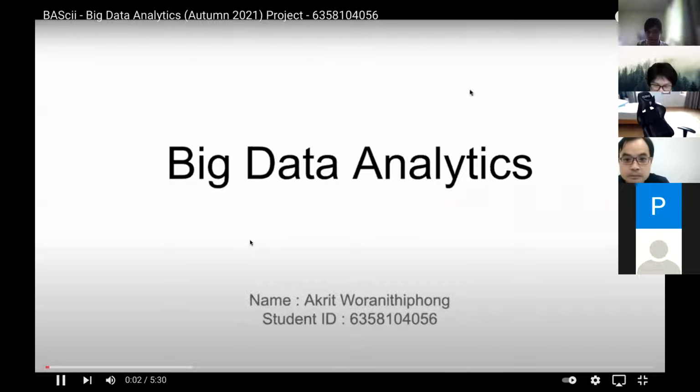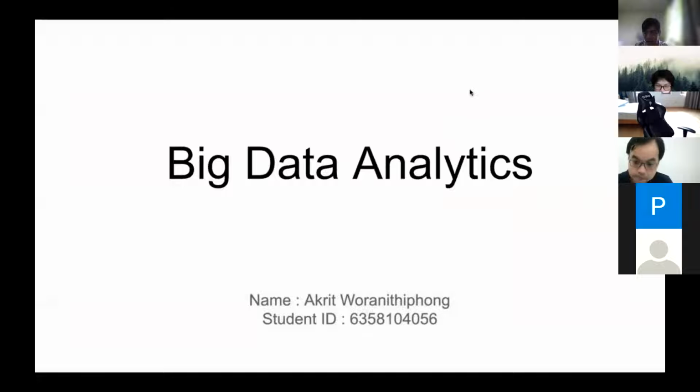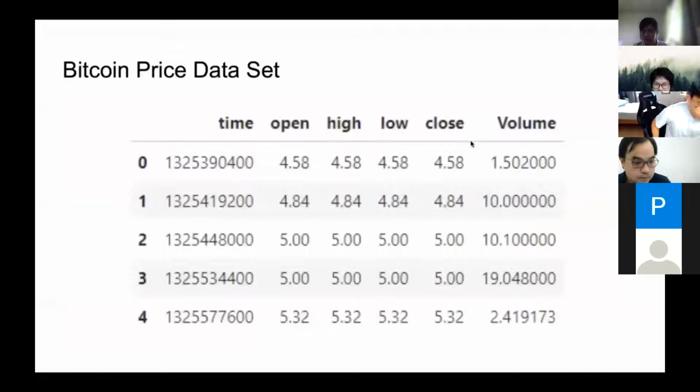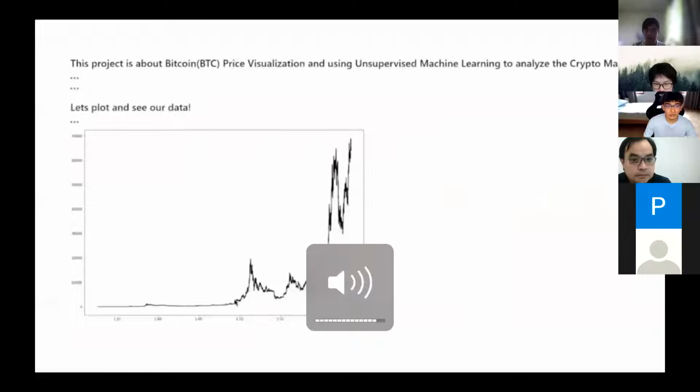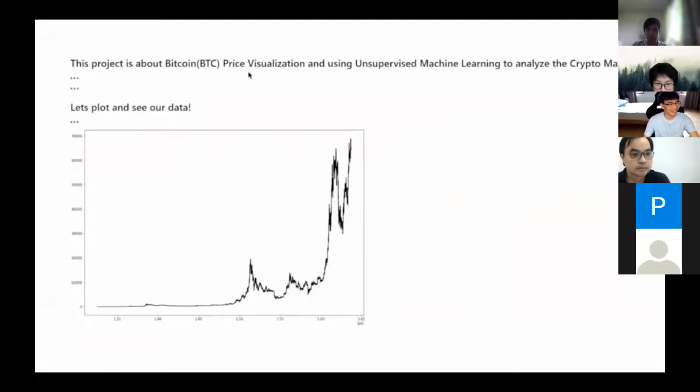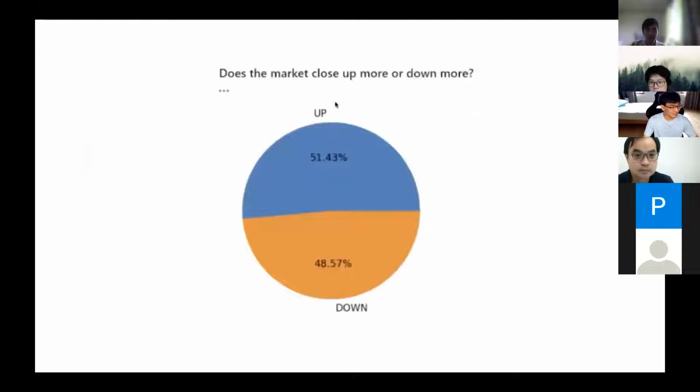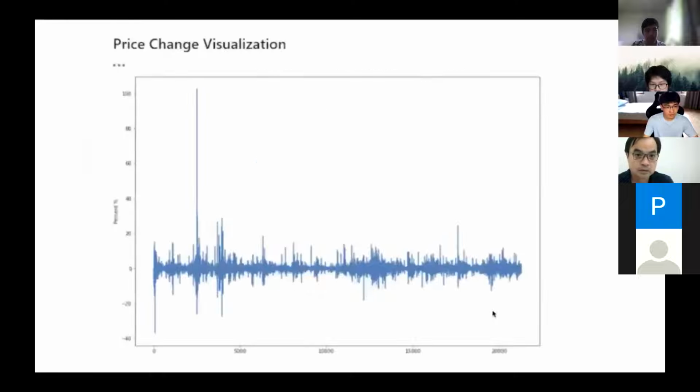Hello and welcome to my big data analytics presentation. My name is Chris. Here I picked a Bitcoin price dataset which includes the time, open, high, low, close, and volume, for the year 2017. Here we visualize the closing price of the Bitcoin market. This project will be based on the visualization and support machine learning to analyze the crypto data. And then we can see that the market mostly moves up more than it closes down.